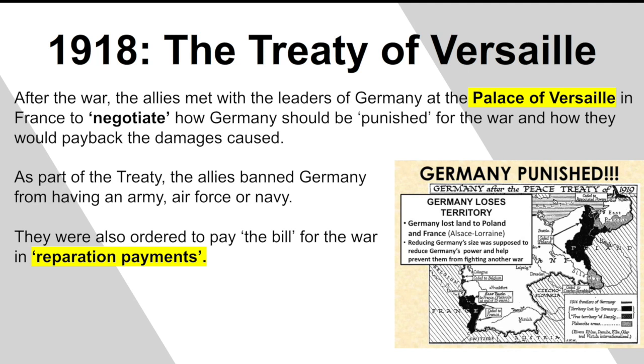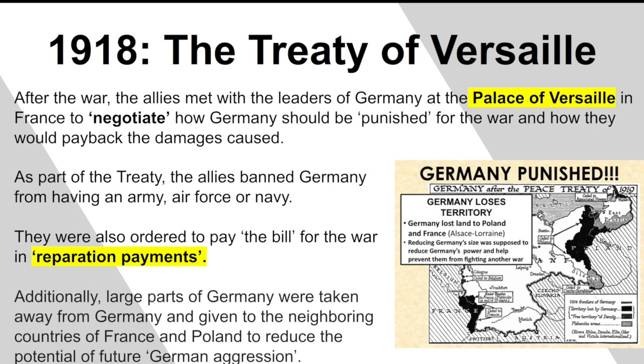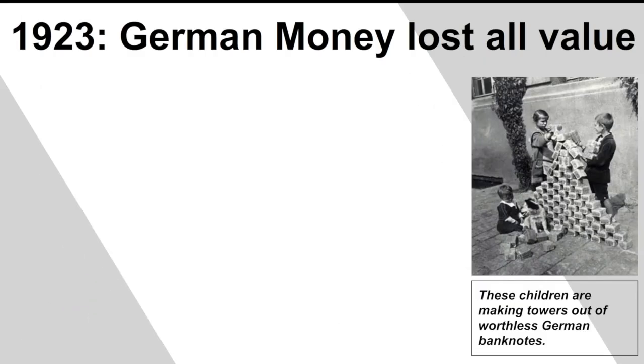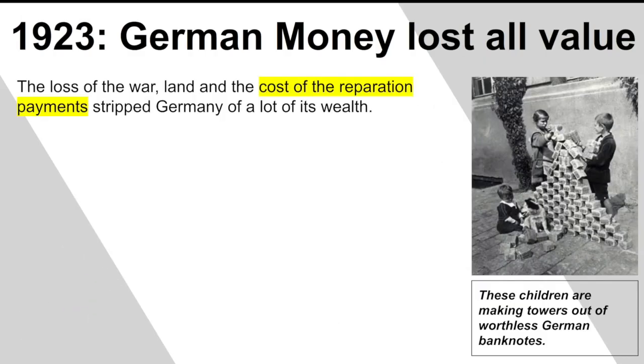In other words, because they had lost, in the eyes of the Allies, the Germans had to pay back all of the other countries for all of the money they had spent. Additionally, large parts of Germany were taken away from Germany and given to the neighbouring countries of France and Poland to reduce the potential of future German aggression. Now, this does put Germany in a really strange situation. They've lost the war, they're then told they have to pay back everyone else, and they don't have much money anyway. Then they have huge chunks of their country taken away from them, and then told, you still need to pay back the bill. It was a bad situation. Now, Germany did try and pay back the reparation payments to the other countries.